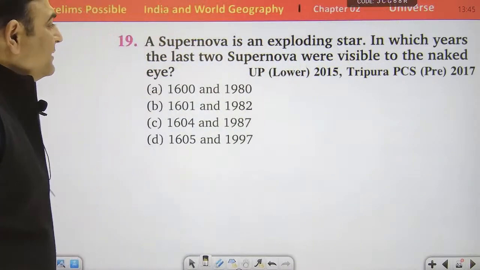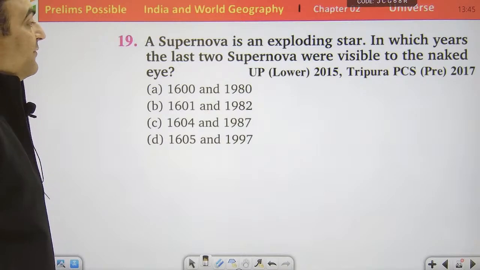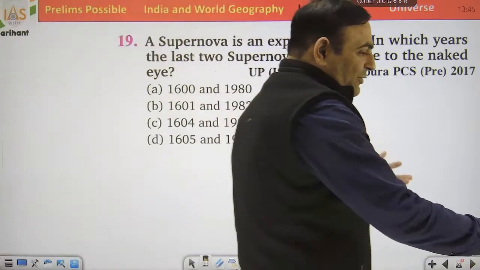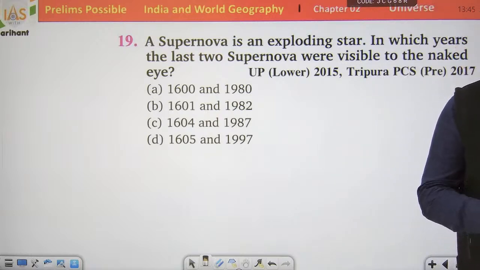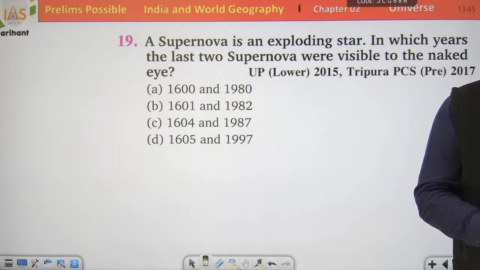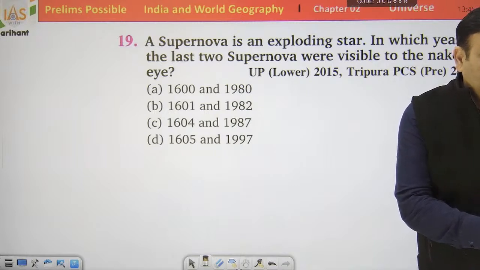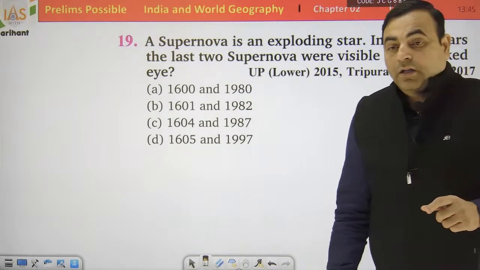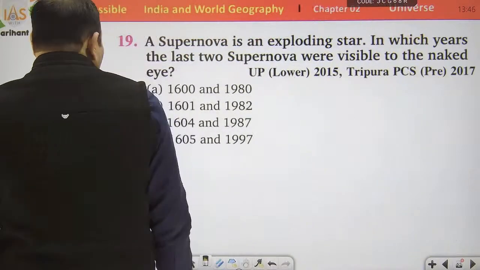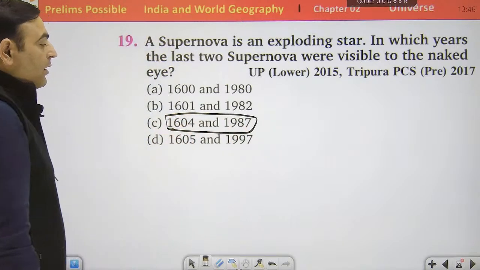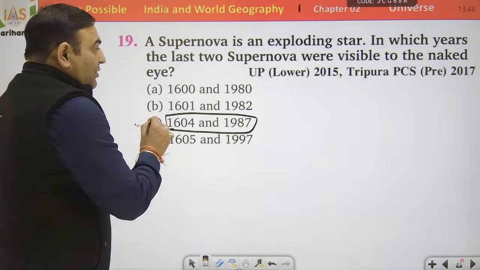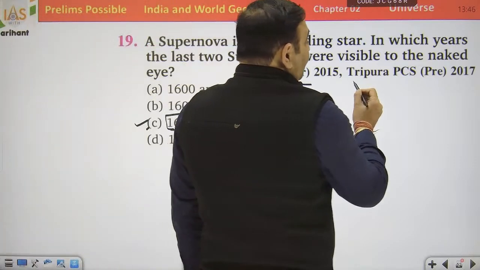Next question. A supernova is an exploding star. In which year was the last supernova visible to the naked eye? See, this is a previous question, and it is an important one, but we can replace it with current incidents. The last supernova was seen in 1604 and 1987. Clear? The question was asked in UPPCS Lower 2015 and Tripura PCS Prelims 2017.